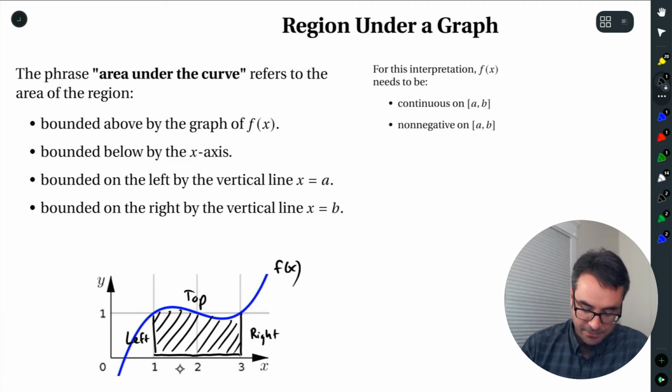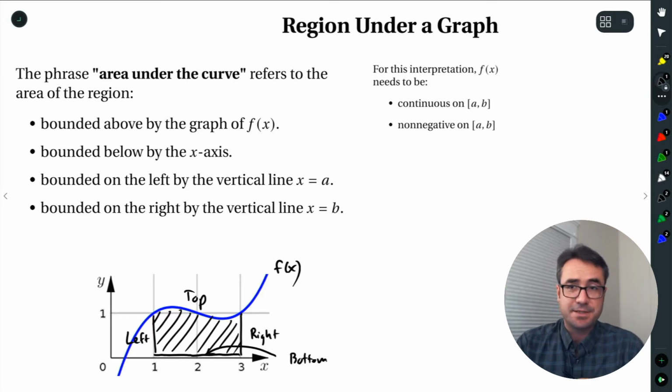And then we also have just the bottom of our region. And that's just a portion of the x-axis. So we have this kind of rectangular-ish region where the top side is actually part of our curve. And then the left and the right are vertical lines, and then the bottom here is part of the x-axis. So this is an example of what we mean by area under the curve. It's the area for this region bounded above by our function and bounded below by the x-axis.